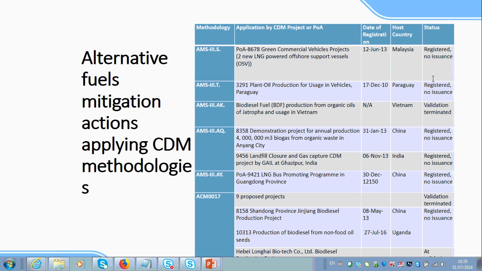Nevertheless, at this point, none of these projects has issued CERs, so we can't draw any lessons learned yet on the application of these methodologies in the monitoring phase of the project. Next slide, please.